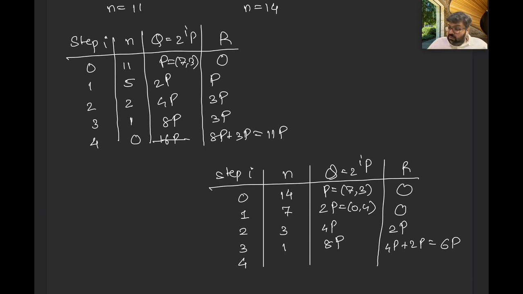Then step number 4, quotient is 0, remainder is 1. The remainder is 1, so whatever 8P point we have got, 11 comma 11, and 6P, we add these 2 points, 8P plus 6P, whatever the answer is, and 16P we don't need, because now the quotient is 0. So I hope this is clear. For your practice, you can compute 11P and 14P.